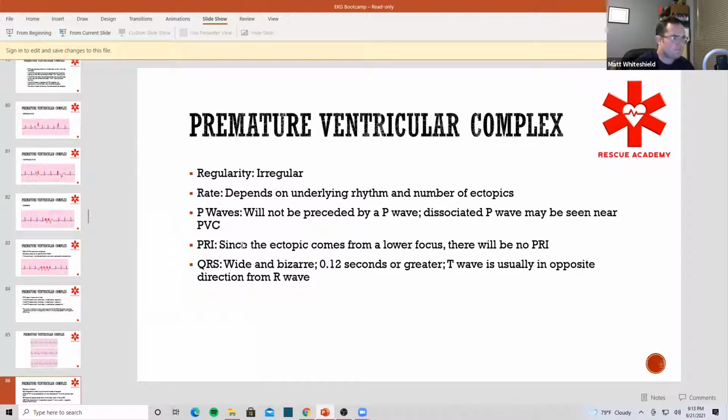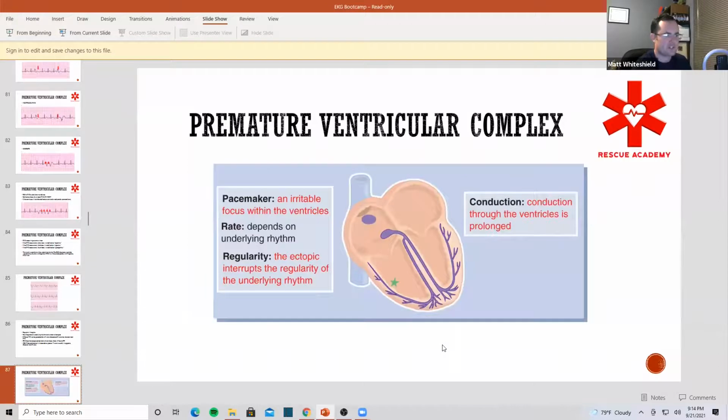All right. We know what the PACs, the PJCs, PVCs are. The only difference with the PVC than the others, there's going to be no P wave, because remember, it's coming from the ventricles, and the QRS is going to be wide. Okay. It says wide and bizarre, greater than 0.12 seconds. And remember that T wave is in the opposite direction.